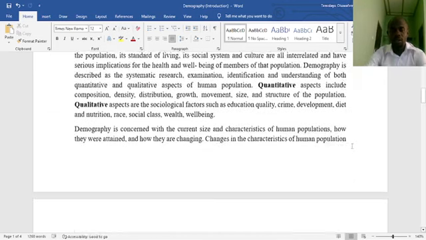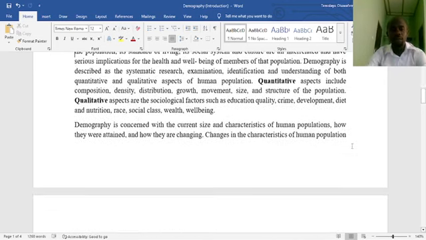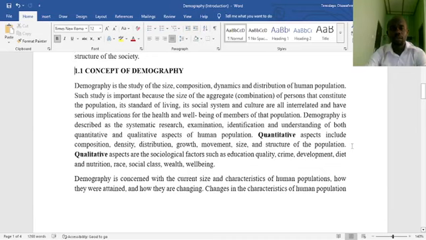All right, we have a concept of demography. Demography is a study of size, composition, dynamics, and distribution of human population. The study is important because of the size of the aggregate of humans that constitute the population.